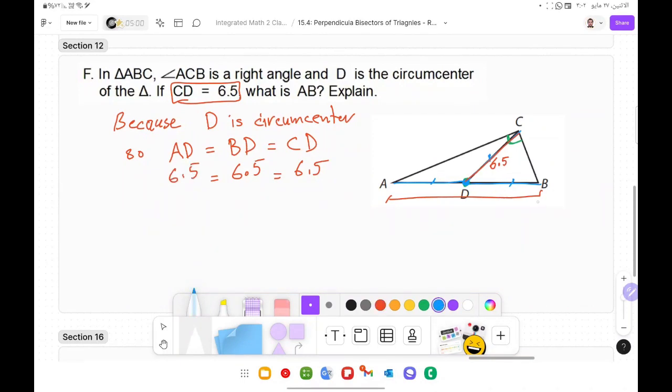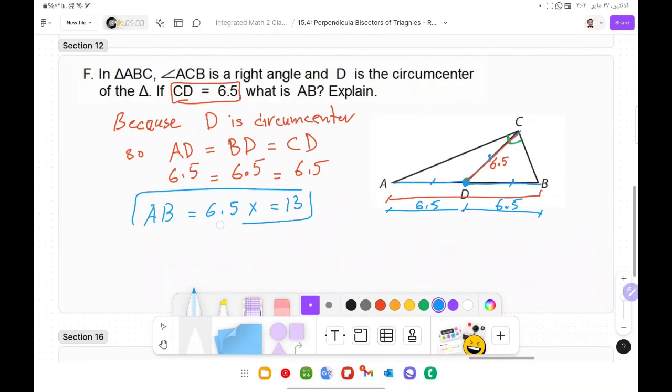And he is asking for the total length. If this one is 6.5 from here to here, then from here to here is also 6.5. So we can say that AB is equal to 6.5 times 2. So 6.5 times 2 is 13. So the answer is 13.